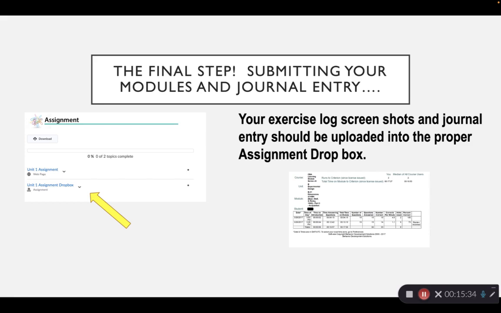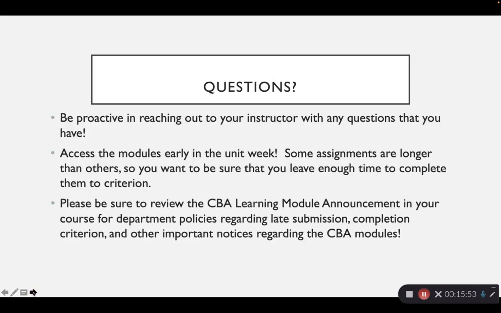Keep in mind that the summary has a criterion of minimum of 8 to 10 sentences. And anything that does not meet the criteria, again, will negate any points for the CBA learning modules. So you want to make sure that you include that to criterion as well. If you have any questions, please be proactive in reaching out to your instructor with any questions that you have.